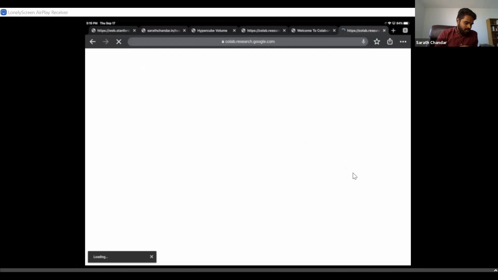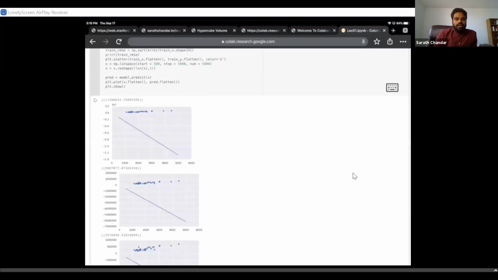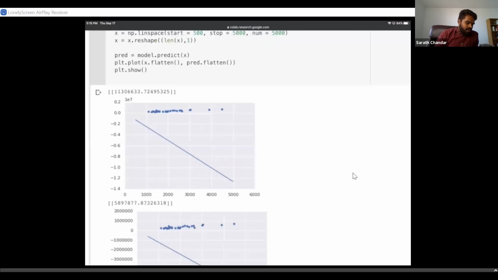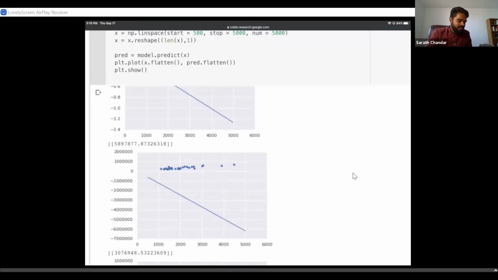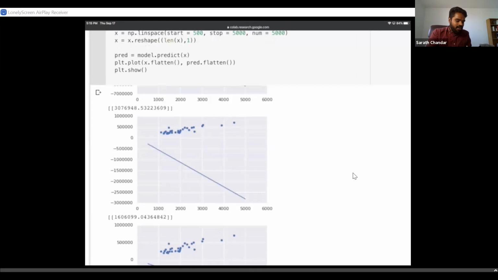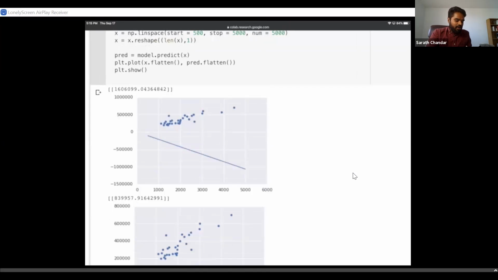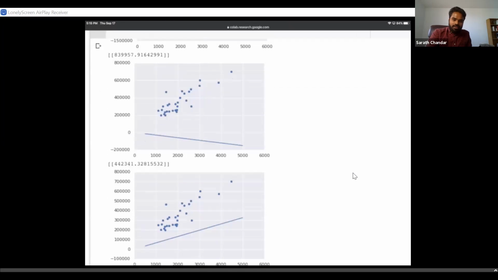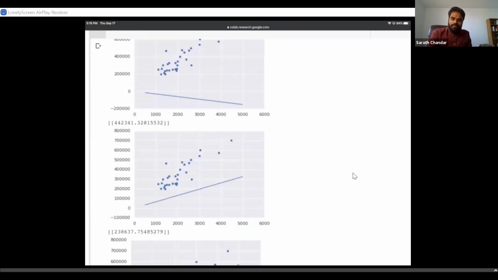Okay, sorry about that. In this case, you can see that I start with a random W0, W1, and this is the line that it produces. I take the gradient steps one by one. As I take the gradient steps, you can see that the line is getting better and better. It gets closer to what the final solution for linear regression would be.